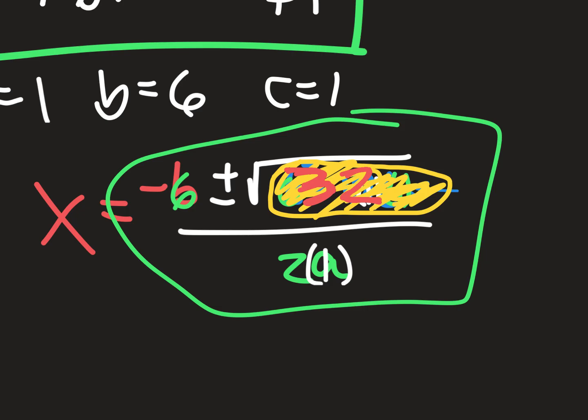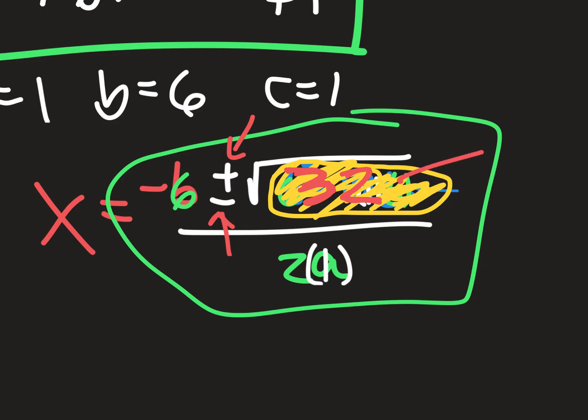If it's really 32, there's 2 answers. Yep. How do you know? Well, because you're going to do negative 6 plus that number and get an answer, divide it by 2. And then you're going to do negative 6 minus that answer and divide it by 2. And then you'll get your 2 answers. Those are the 2 answers.